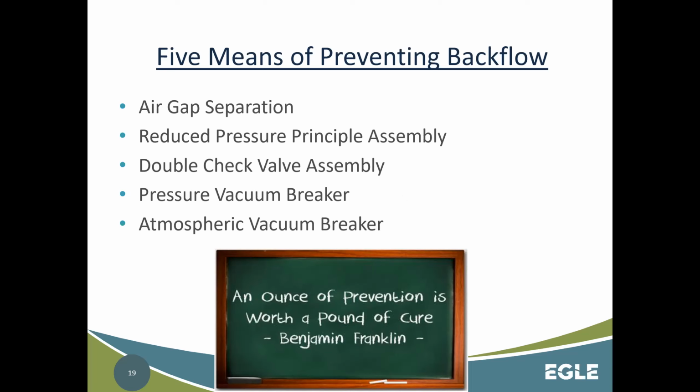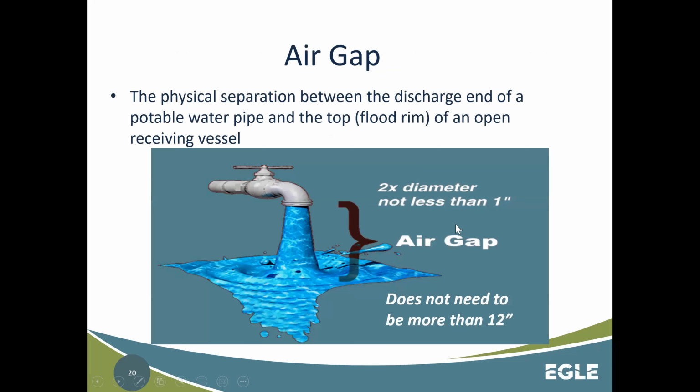There's air gap separation, the reduced pressure principal assembly, what we call an RPZ, which is what I'm going to be calling it from now on, double check valve assembly, pressure vacuum breaker, and atmospheric vacuum breaker. All right. So the very first thing we're going to talk about is an air gap.